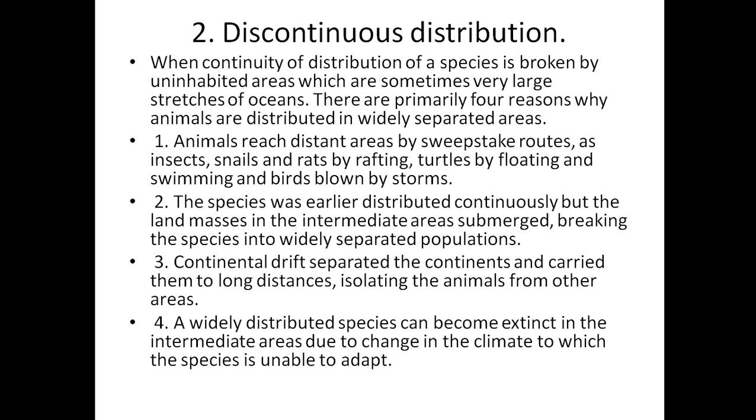The example is the rhinoceros. They are found in Africa and in India. In between, there are very large stretches of ocean and land. As a result, one group, the Indian group, is in Southeast Asia and another group is in Africa. It is a good example for discontinuous distribution.